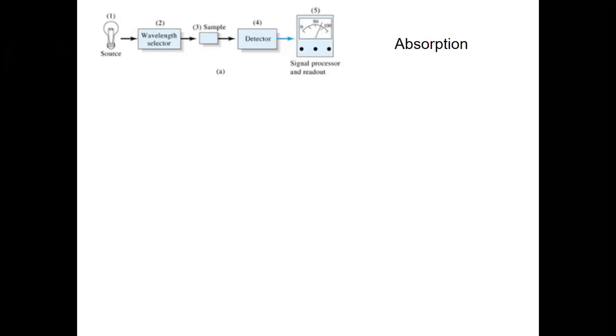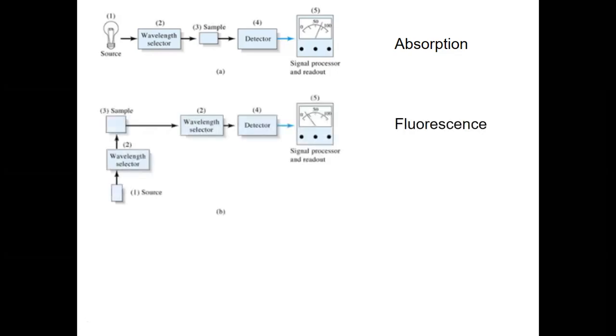A monochromator is one type of wavelength selector. We will discuss that one in detail. Once the monochromator or filter selects the wavelength, that particular wavelength will go through the sample, and then the detector will detect it, and the signal processor and readout device will show us a signal. That is how these 5 different components are arranged in absorption spectroscopy.